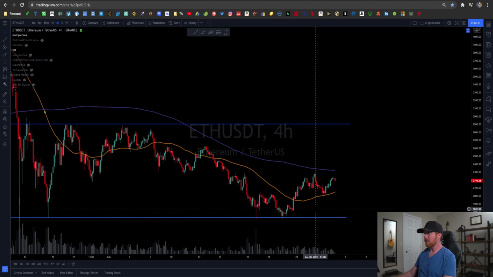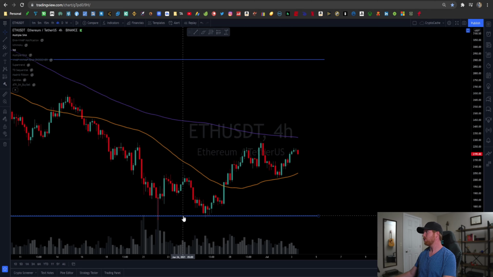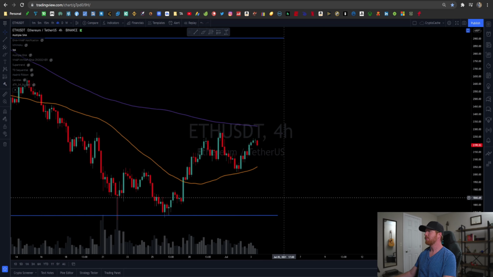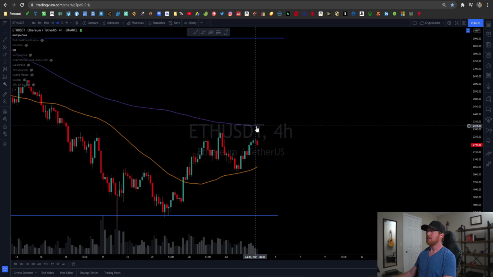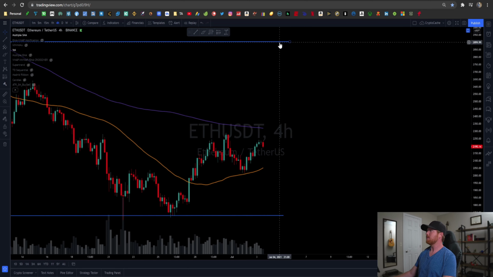So we've seen it tested quite a few times here. And good news is it's working as a support, so we shouldn't see the price action come anywhere lower than 1725, 1730. But we do have a major resistance here at about 2300, so just keep that in mind. We're not out of the woods yet, but there is a major resistance at about 2900.